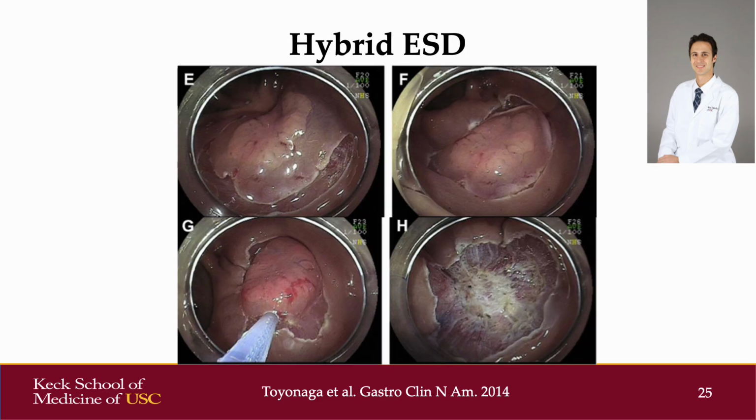Hybrid ESD is a great technique for those getting started in ESD. It can also be very useful for lesions that are very fibrotic in the center. This technique involves performing a circumferential incision around the lesion and dissecting it down to a pedicle. The lesion can then be removed en bloc using a snare.